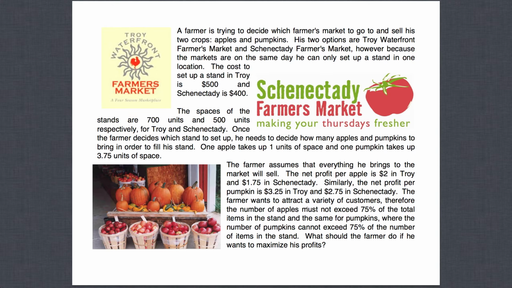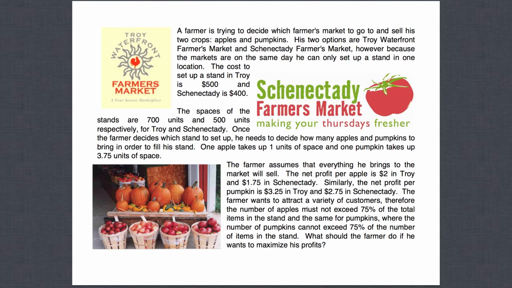So just looking at this, one would think, what decisions are we making? One, we're making a decision of what farmer's market to set up the stand in. And then we're also making a decision of how many apples and how many pumpkins should I put in my stand and sell at the location. So setting up a stand would allude to a binary decision variable, an x1 or x2, saying, yes, I set up a stand in Troy, or yes, I set up a stand in Schenectady, meaning x1 is Troy, x2 is Schenectady.